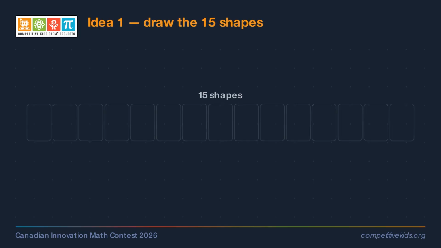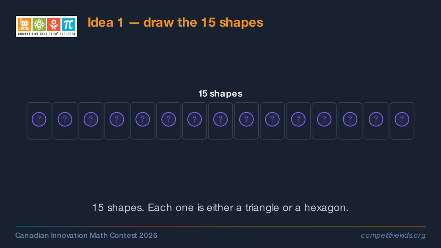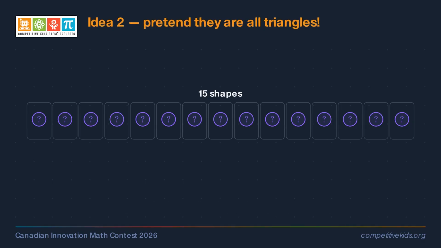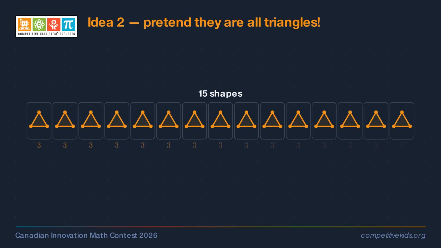Let us draw the 15 shapes. Each one is either a triangle or a hexagon. We do not yet know which is which. 15 spots for 15 shapes. Same pretend trick. Third time. Let us pretend all 15 shapes are triangles.